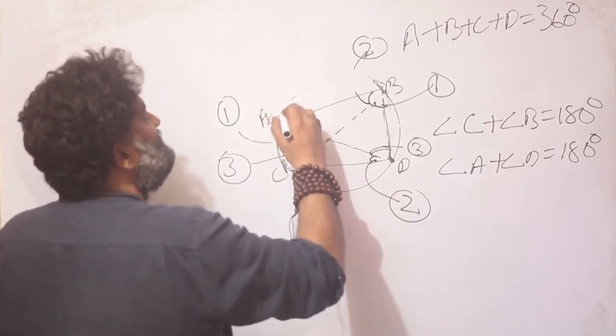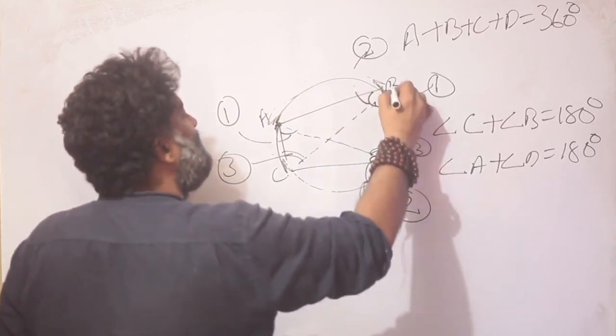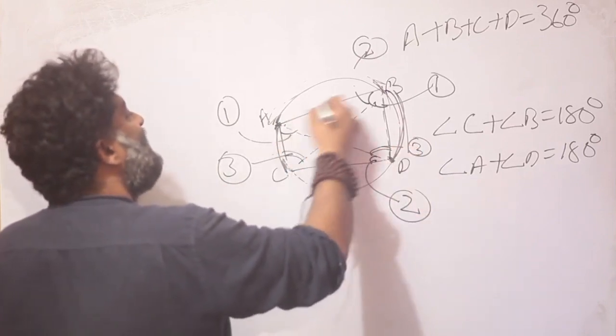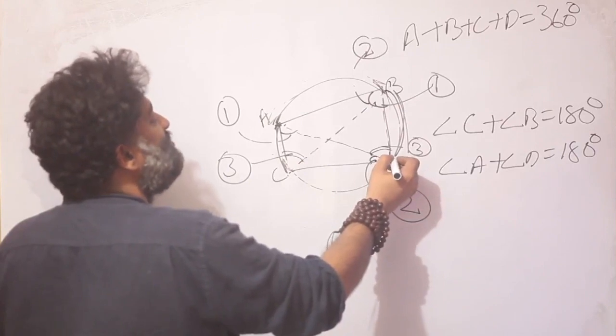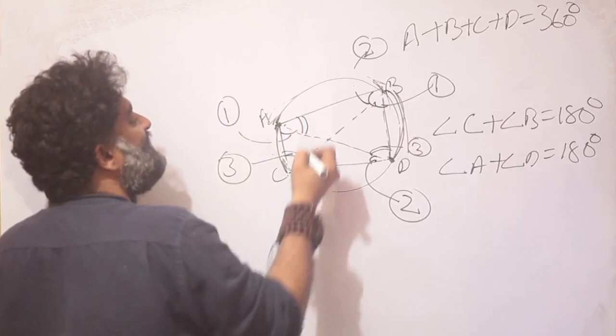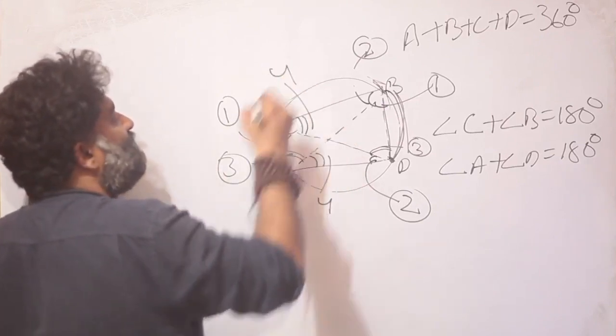Now forget about this, return this to its normal position. Now think from this arc. What are the angles subtended going to be? Angle DAB and angle BCD. These two angles are going to be equal. That means this angle is going to be equal to this angle. Call it 4. So this would also be 4.